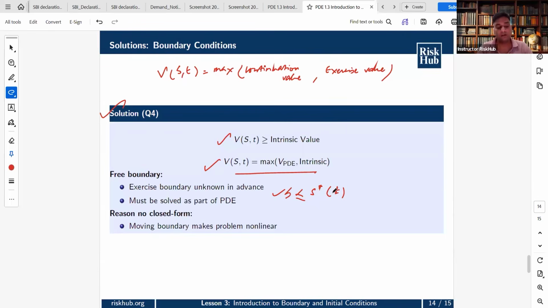This boundary is called free because it is not known in advance. It must be solved with the PDE. There is no simple closed form here because the exercise boundary moves over time. That makes the problem more complex than a European option.